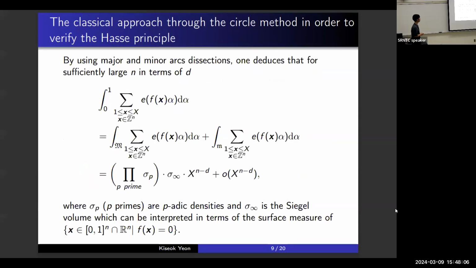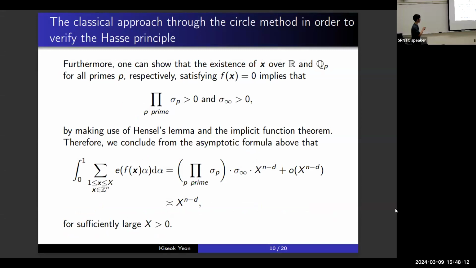Okay, let's assume that f of x equals 0 is everywhere locally solvable. Then under that assumption, we can show that the product of p-adic densities and the real density are away from 0 by using Hensel's lemma and the implicit function theorem. So again, record this asymptotic formula. Since we just proved that, this constant is positive. So if you take x sufficiently large to get rid of the effect of the error term, then it has the same magnitude as x to the n minus d.